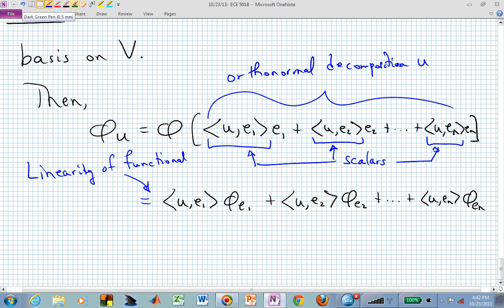But now what was this functional right here? This phi, I can plug in a vector, E1, into that functional by definition of the functional. It takes a vector and produces what? A scalar. So I take the linear functional and I operate on E1. That's going to give me a scalar. Do the same thing with E2. That gives me a scalar. So now I have a bunch of scalars right here.